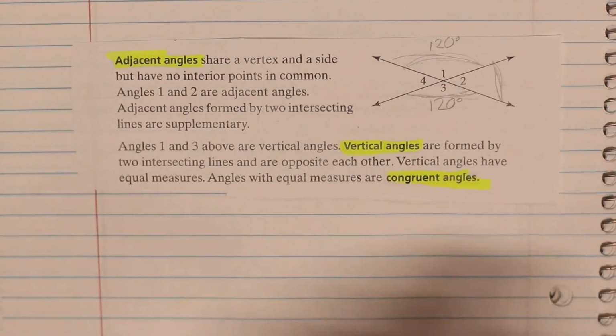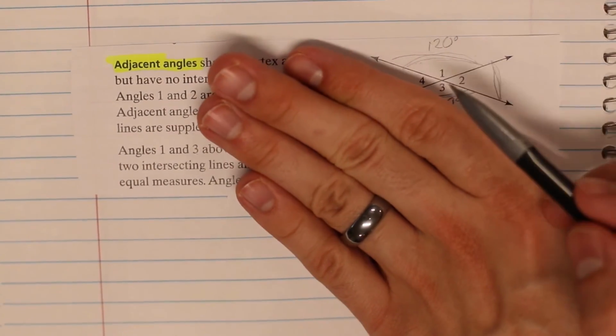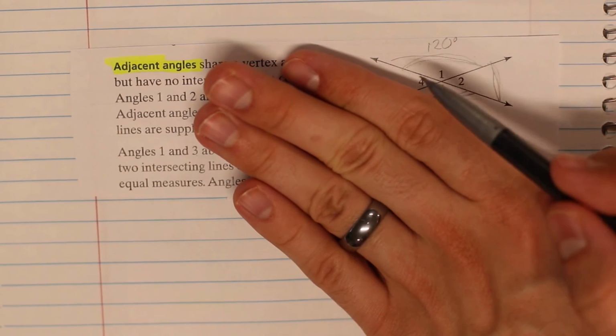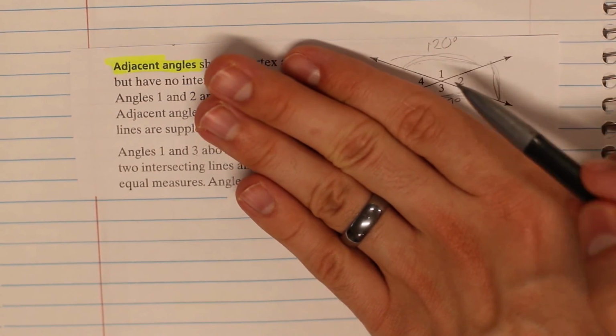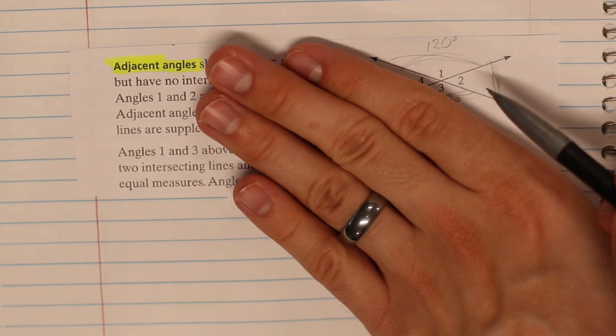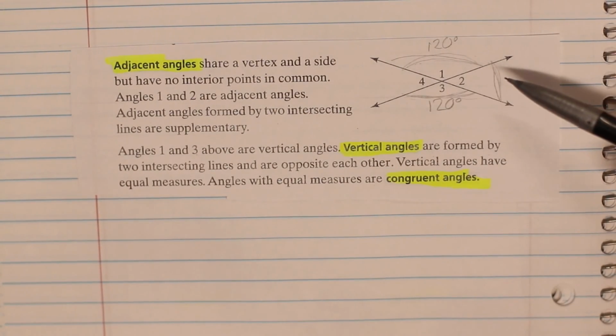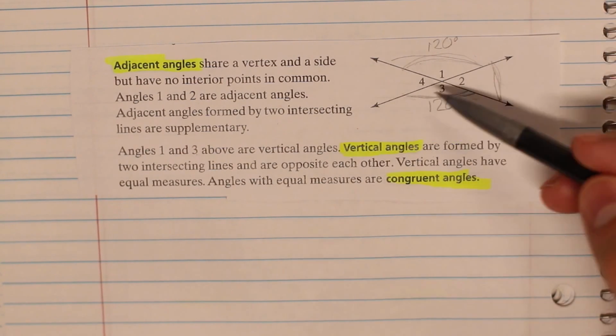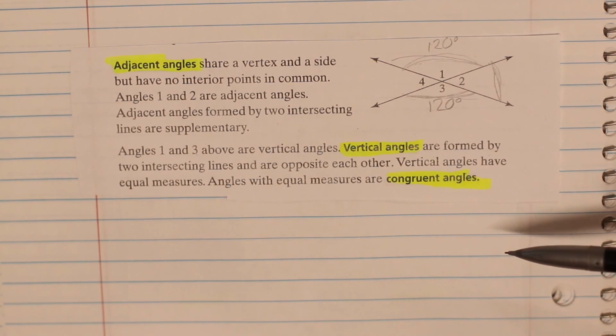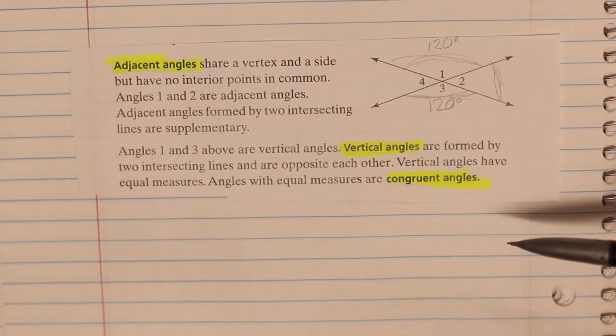By the way, remember, if they're supplementary, that means these two together have to equal 180. So what would 2 equal? I want you to figure that out. Find out what 2 would equal if 1 and 2 are supplementary to each other. So find out what 2 is equal to.